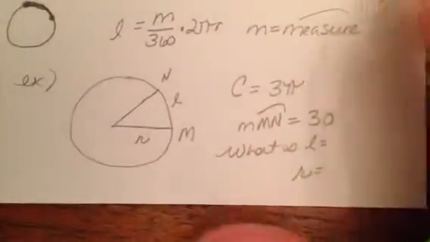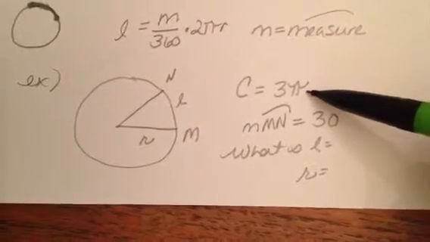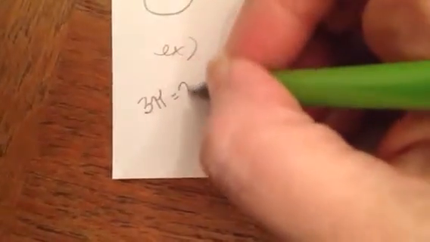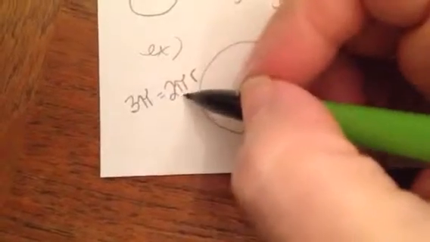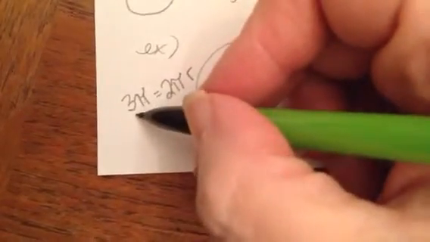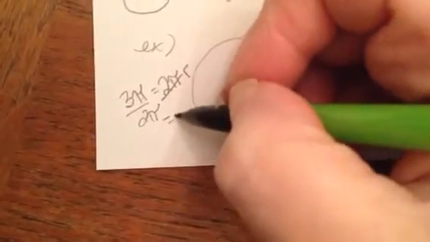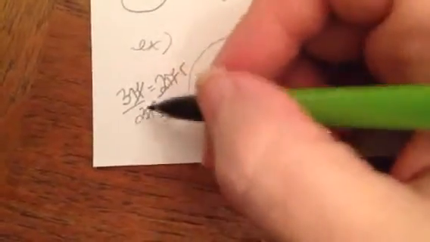So again, if I've got the circumference equals 3 pi, first thing I need to do is find out what my radius is. So I can do 3 pi equals 2 pi r, because I'm substituting in my circumference to find my radius. Divide 3 pi by 2 pi. Pi divided by pi is 1. 3 divided by 2 is 1.5. So my radius is 1.5.